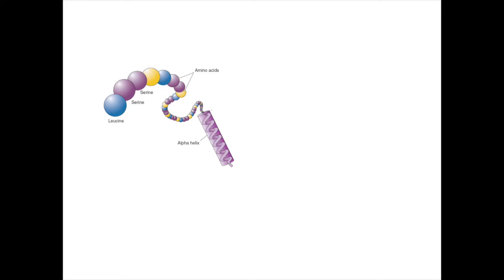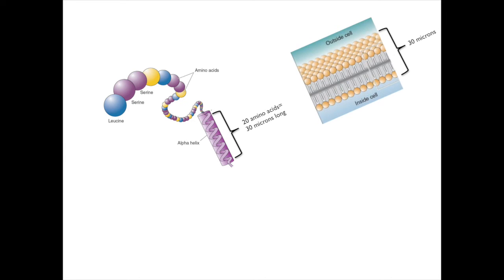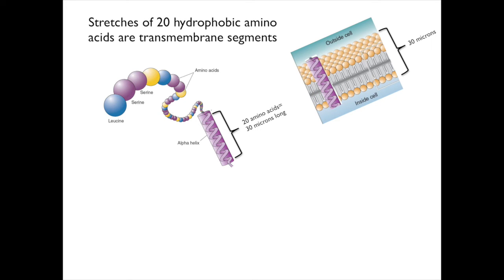As the protein molecule is being synthesized, the polypeptide chain can coil into a spiral-like configuration called an alpha helix. And I want to make a point about this. The point is that a group of 20 contiguous amino acids comprises a length of about 30 microns along the helix, which is the thickness of a cell's membrane. It therefore follows that a group of about 20 contiguous hydrophobic amino acids are transmembrane segments of the protein.